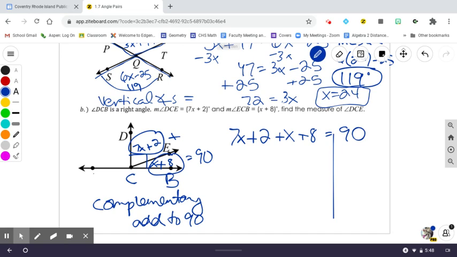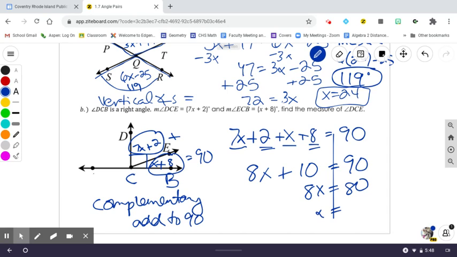When you have all of this on the left-hand side or on either side of an equation, you first want to combine like terms. So 7x and x is going to be 8x. 2 and 8 is going to be 10. Subtract 10, so 8x equals 80. Divide by 8. X equals 10.